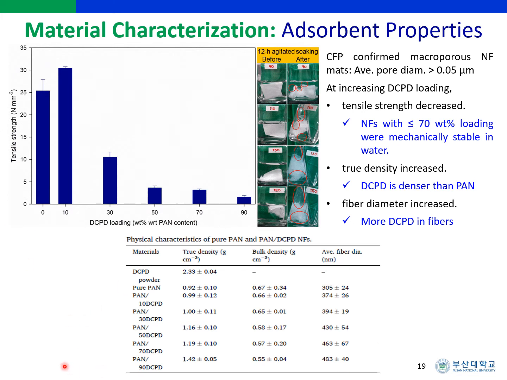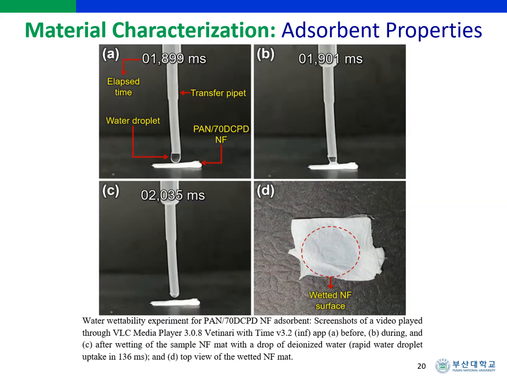Capillary flow analysis revealed that all nanofibers were macroporous, with a mean flow pore diameter of less than or equal to 2.01 micrometers. All the PAN-DCPD NFs were highly wettable by water. Hence, a good adsorbent-strontium contact was expected during adsorption. The excellent water wettability of PAN-DCPD NF with 78% DCPD loading is illustrated in this figure. A sample of PAN-70 DCPD NF demonstrated rapid water droplet uptake in 136 milliseconds.